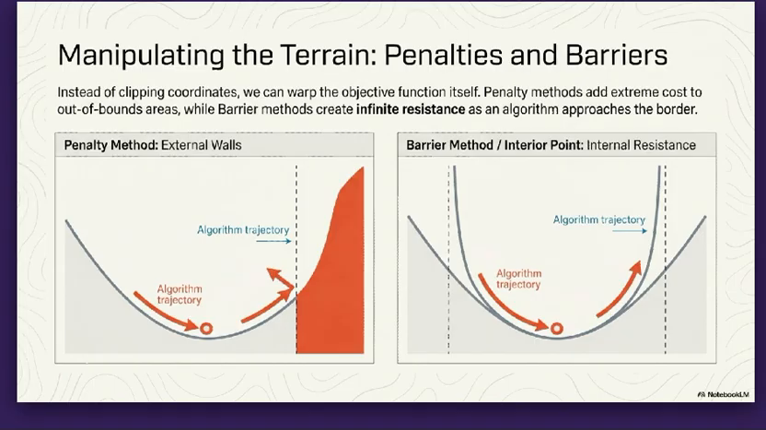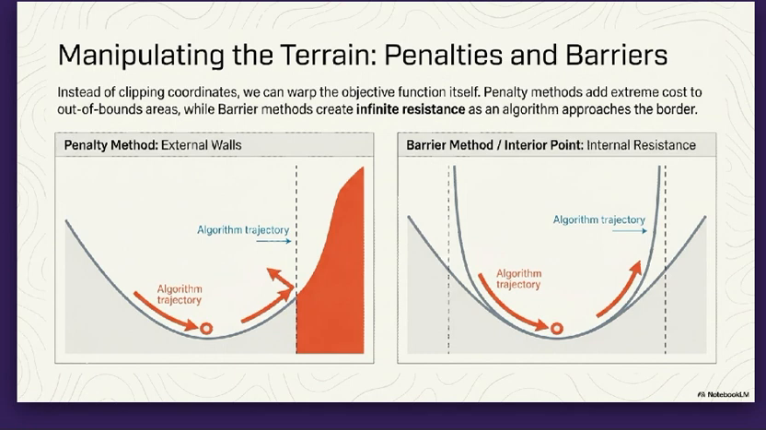We must constrain the search space to a feasible region. And the most literal way to enforce this is projected gradient descent. The analogy that jumped out at me for this is an invisible electric dog fence. That is a perfect visualization of the mechanism.